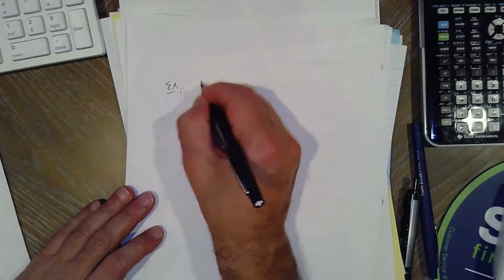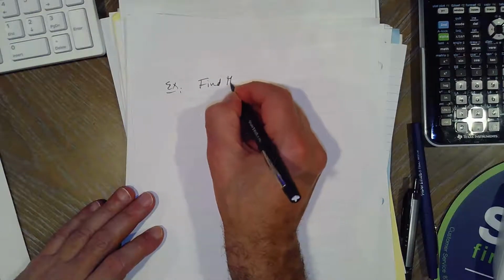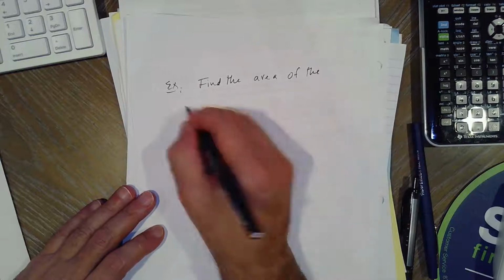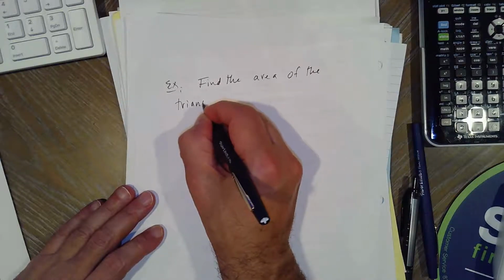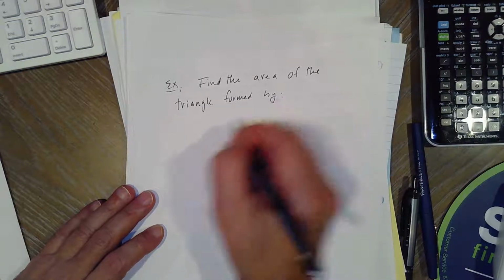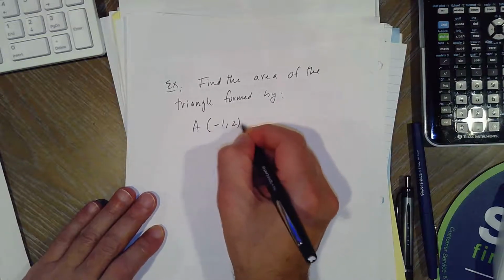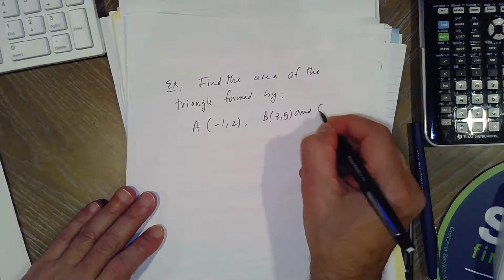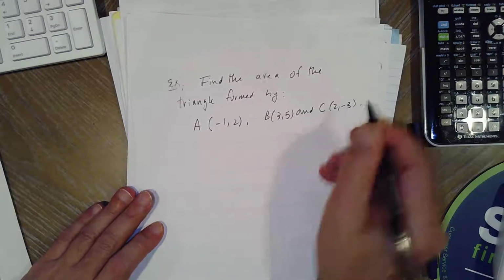Okay, so here's an example. Find the area of the triangle formed by the points A, -1, 2, B, 3, 5, and C, 2, -3.